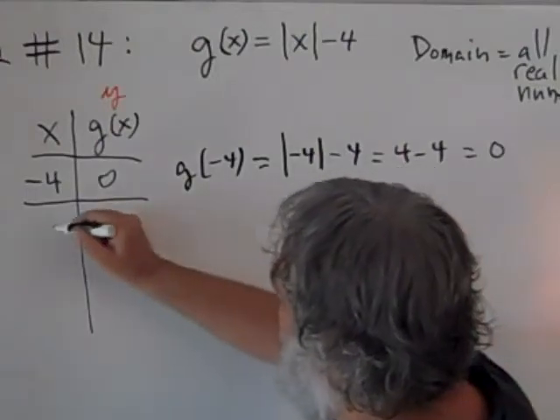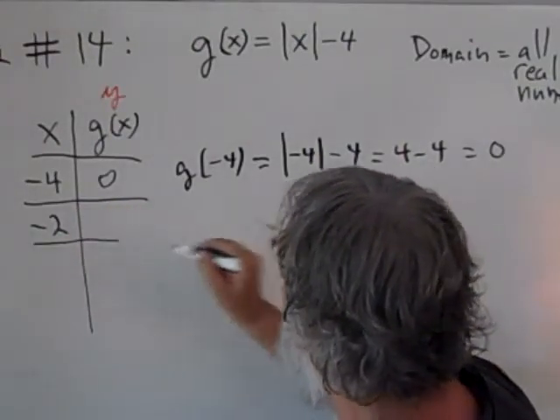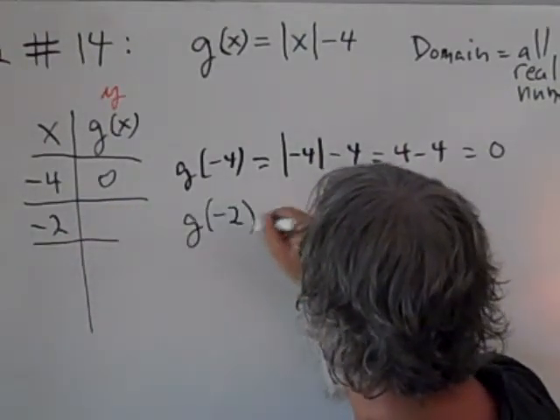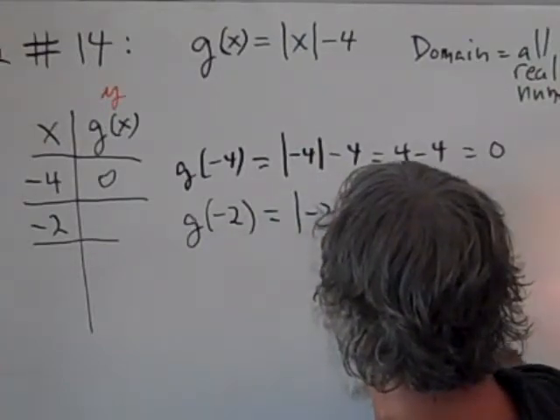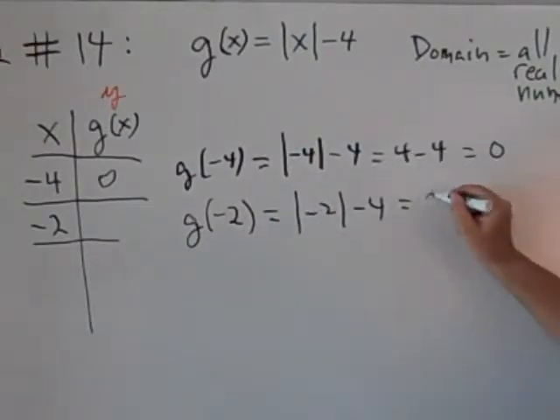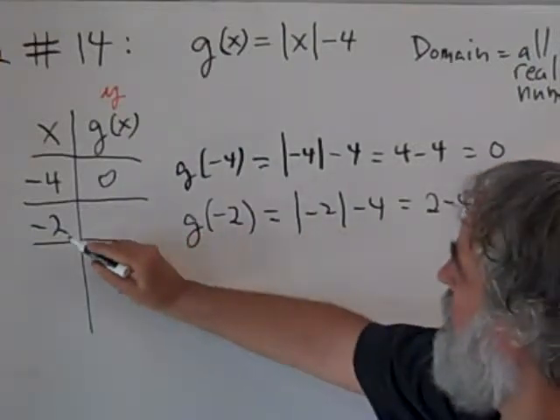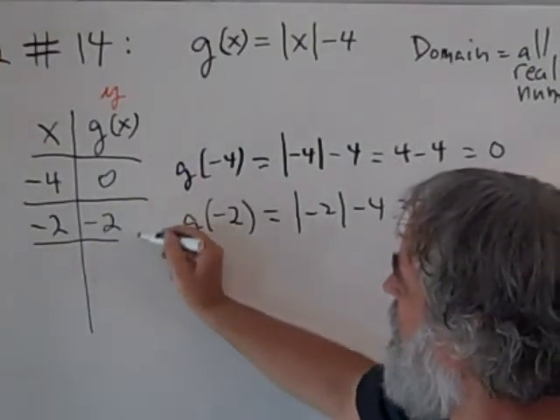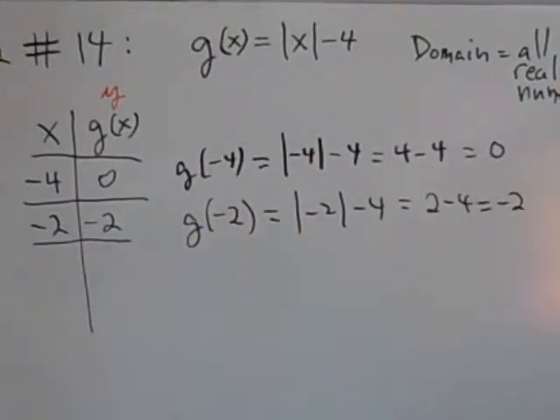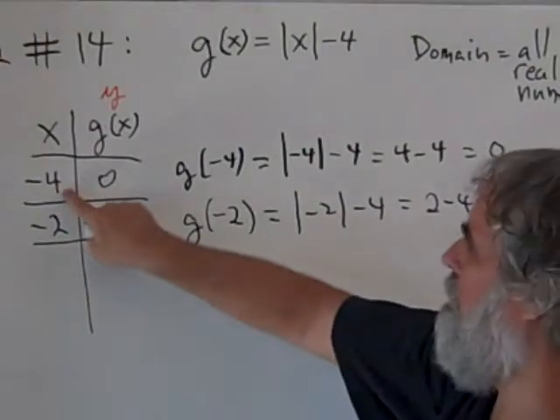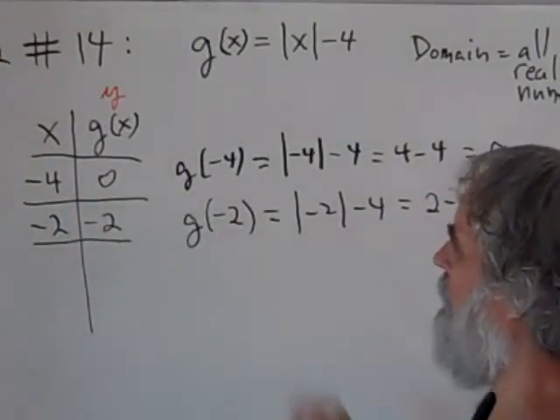Let's next try negative 2. G of negative 2 is the absolute value of negative 2 minus 4, which is 2 minus 4, which is negative 2. So when the input is negative 2, the output is also negative 2. Notice that g doesn't change negative 2. G changed a negative 4 into a 0, but a negative 2 remained a negative 2.